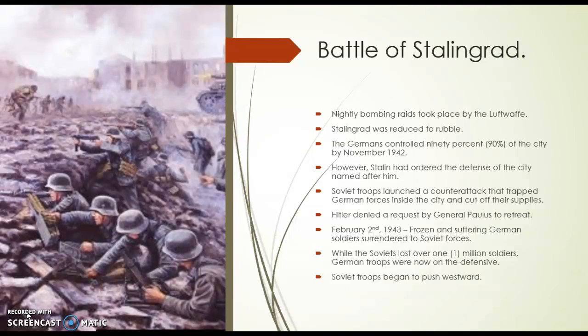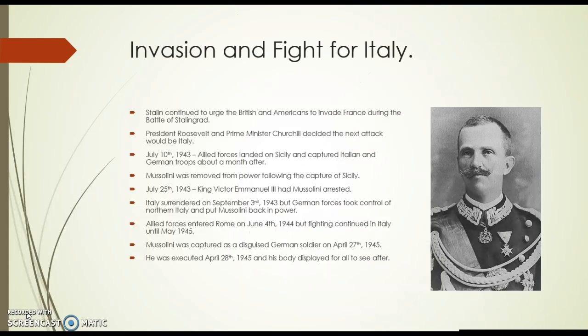However, Stalin had ordered the defense of the city, which was named after him. So Soviet troops launched a counterattack that trapped German forces inside the city and cut off their supplies. When General Paulus wants his troops to retreat, Hitler denies the request. And on February 2nd, 1943, frozen and suffering German soldiers surrendered to Soviet forces. Now, while the Soviets lost over 1 million soldiers in this battle, German troops were now on the defensive, and Soviet troops will begin to push westward towards Germany.